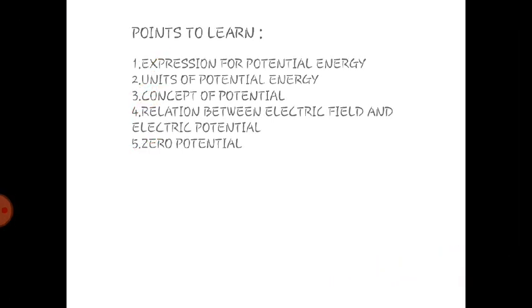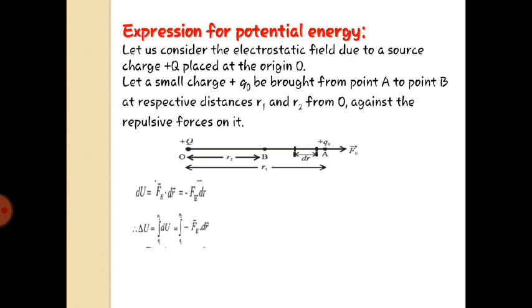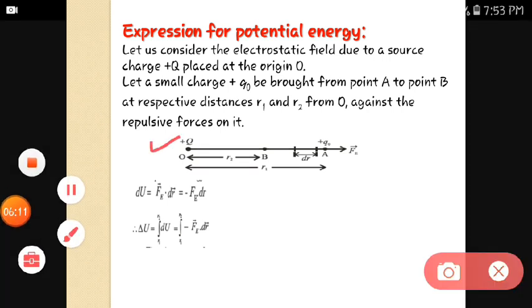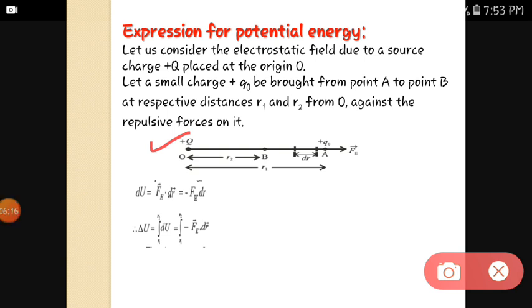Alright, so let's move to the first point, which is the expression for potential energy. For that we are going to consider a diagram in which a charge plus q is situated at point O, and another small charge plus q0 is at point A.